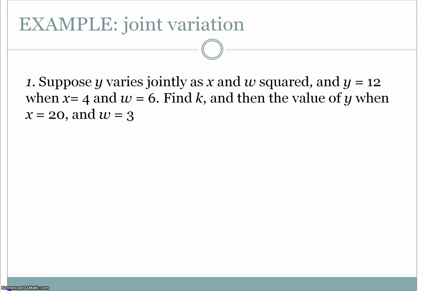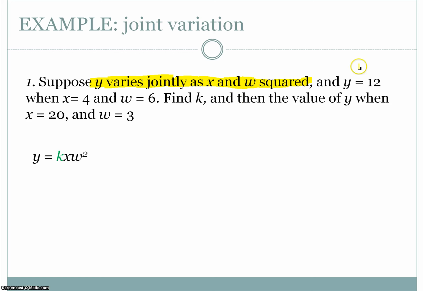Find k, and then the value of y when x equals 20 and w equals 3. So again, I want to go back into this problem, and I want to look for the language that's going to tell me what kind of equation to set up. Here I find that this says that y is varying jointly. So varying jointly is going to look like this: y equals k, the constant of variation, and then it varies jointly with x and w squared, and I get that right here from the problem, w squared.